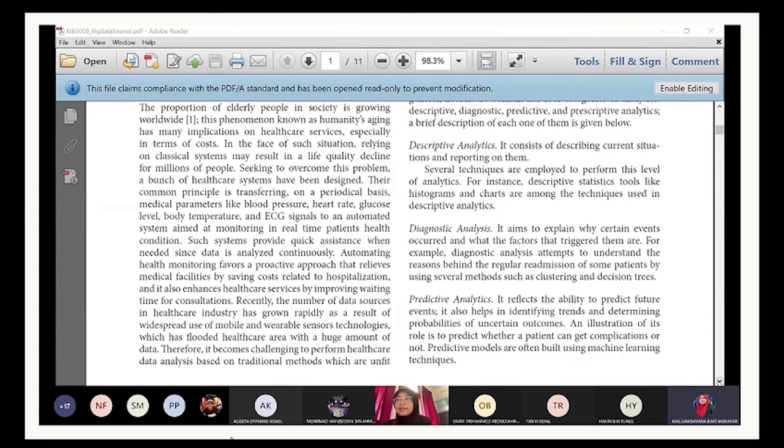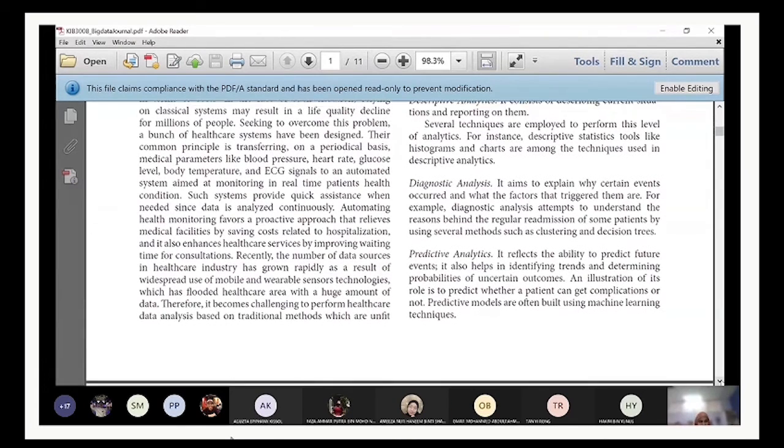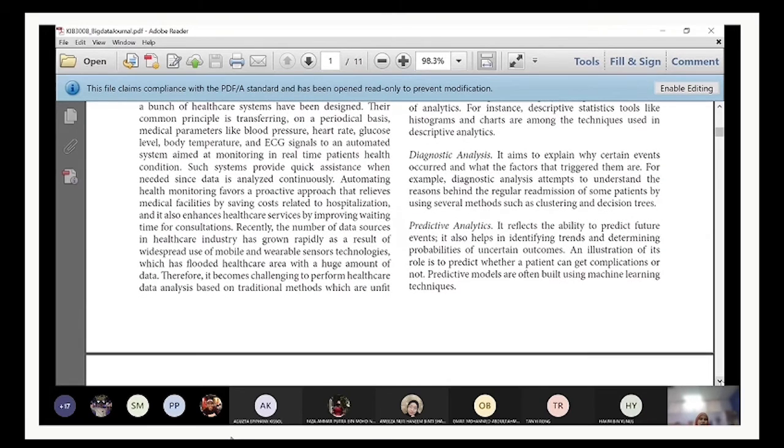All right. Okay, thank you, Amiza. Faza, are you in? Okay, so under the predictive analytics, it says it reflects the ability to predict future events. Okay, so can you think of any statistical method you can use to do a prediction?